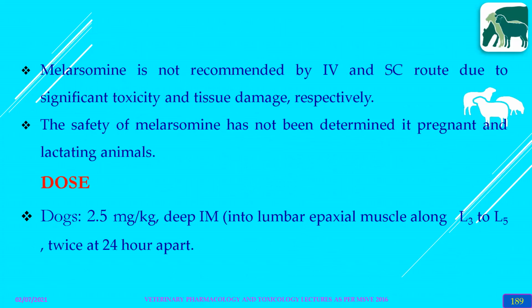Melarsomine is not recommended for the IV and the subcutaneous route due to significant toxicity and also tissue damage, respectively. The safety of it is not at all established, and it should not be used in pregnant and lactating animals. So, of course, the dose is 2.5 milligram per kg, deep intramuscular into the lumbar epaxial muscle. It is L3 to L5. That's important because the dose needs to be administered by the proper route of administration.